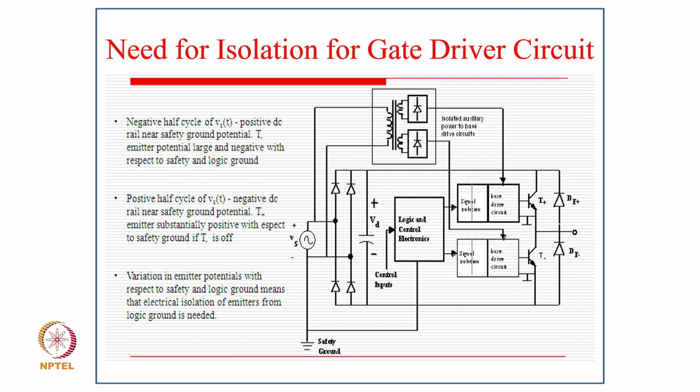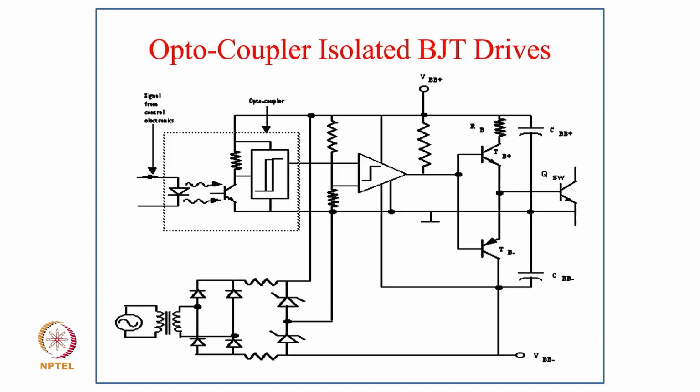A typical example of the need for isolation in a gate driver circuit is a half bridge, and also how the isolated power supply is created. In the negative half cycle of the supply, the positive DC rail is at safety ground potential, and the T emitter potential is large and negative gate with respect to the safety and control ground. In the positive half cycle, the negative DC rail is at safety ground potential, and the T plus emitter is substantially positive, especially with respect to ground if the transistor is off. So the variation in emitter potentials with respect to the safety and logic ground means that electrical isolation of the emitters from the logic ground is needed here.